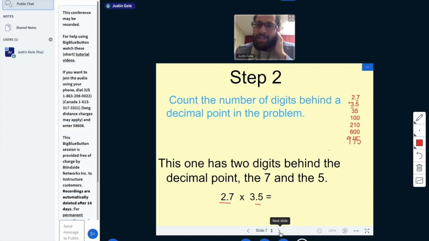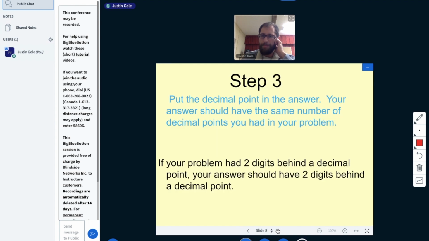There's a really simple rule. We're going to come back to this slide in a second. It says we count the number of decimals in the problem, or the number of digits behind a decimal point. There's 1. This is behind a decimal point. And 2. This is behind a decimal point. Okay, so step 2 is I count the digits behind the decimal.